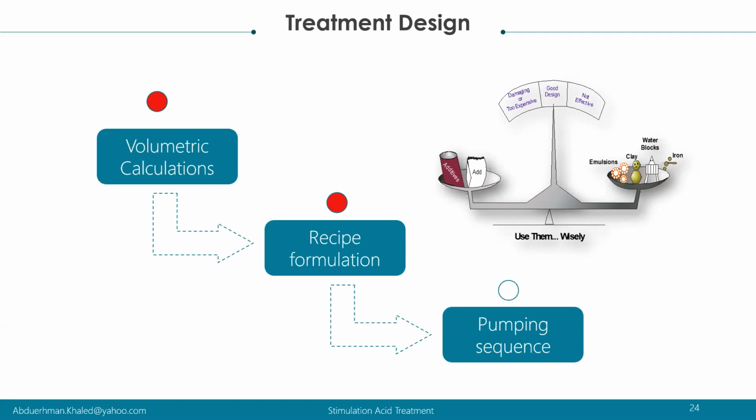So you may ask, what is the best way to choose the corrosion inhibitor for our treatment? This is basically done by doing corrosion tests. As we've talked before, we need to do corrosion tests, and we need to know what is the best type of corrosion inhibitor that is suitable for our treatment.